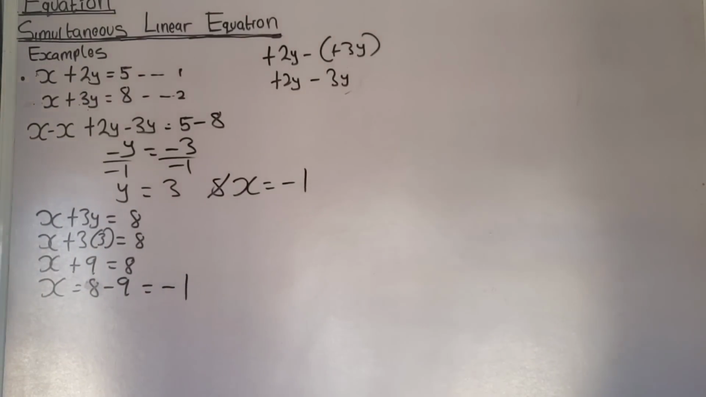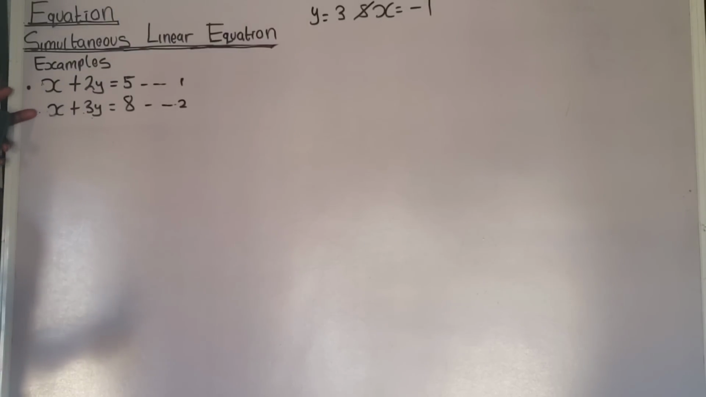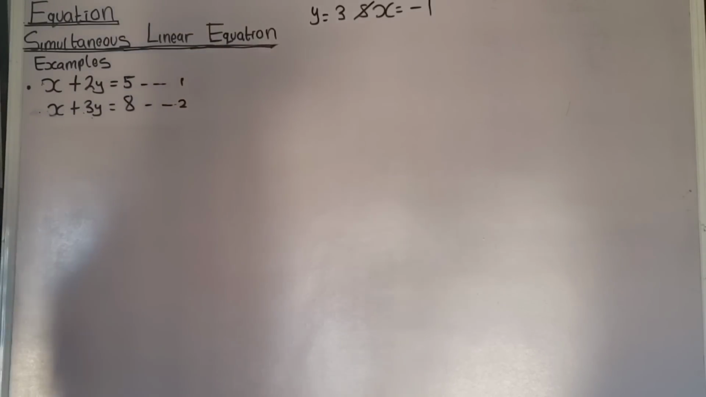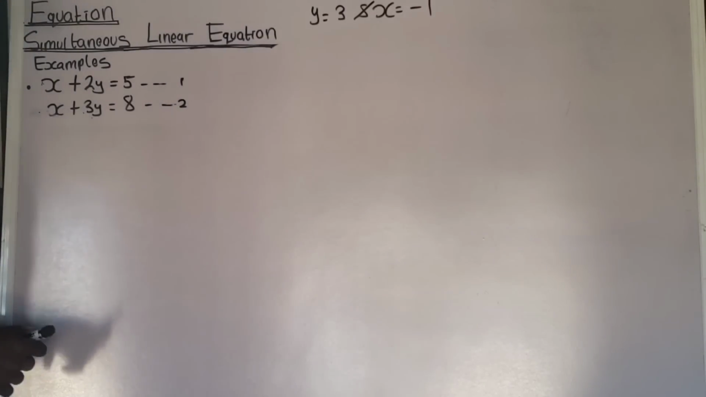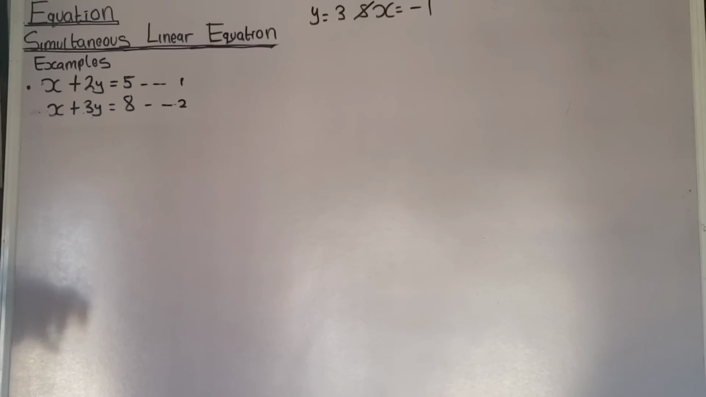Now, this is elimination method. Now, let us check substitution method. Okay, now let us use substitution method to solve this equation. You see, I want to take note of something. When we use elimination method, we got the value of y as 3 and the value of x as negative 1. Now, let's use substitution method. Pay attention, okay? This is equation 1 and this is equation 2.